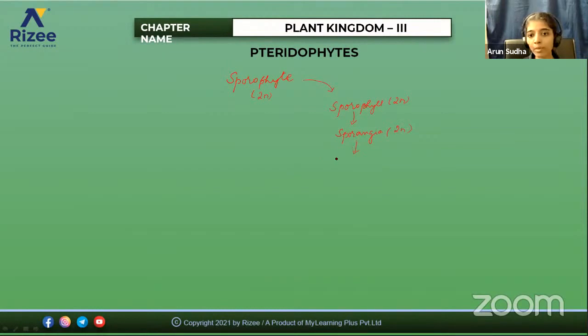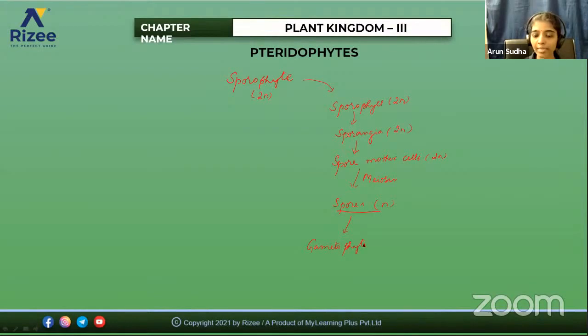And the spore mother cells are present in the sporangia. These spore mother cells produce spores. After the spore mother cells undergo meiosis, that is reduction division, they form spores. All these are in the diploid phase. Here the spores produced are haploid. So here the gametophytic or haploid phase starts. This spore develops into the gametophyte.